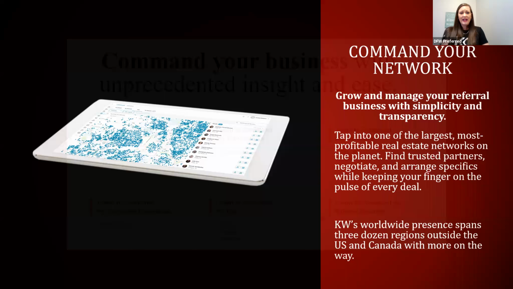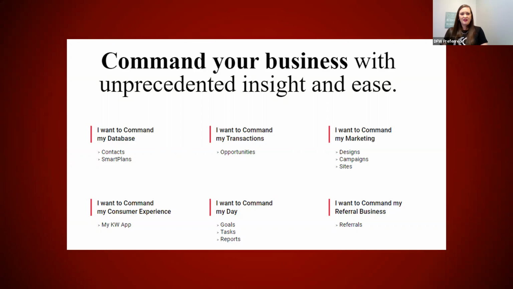So just a quick recap of everything that commands your business within our system. When I talk about command your database, there are two specific applets for that. That is your contacts and your smart plans. Being able to manage your sphere of influence and being able to not only reach out to them on a personal one-on-one level, but combining that with smart plans and having that tech-enabled agent platform where you can automate some of those touches. It does not in any way replace the need and the necessity for those one-on-one contacts, building your relationships, but it does help you.